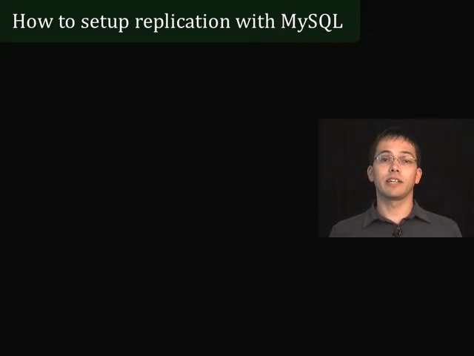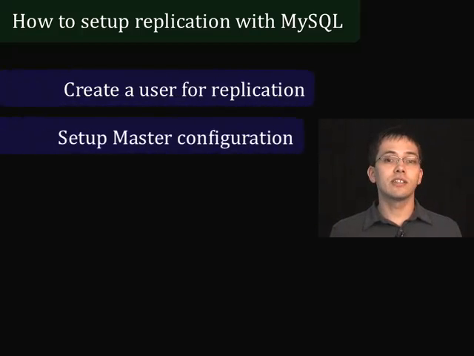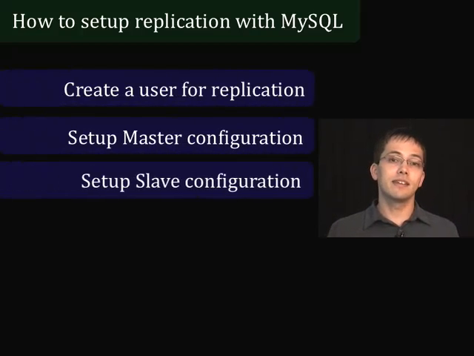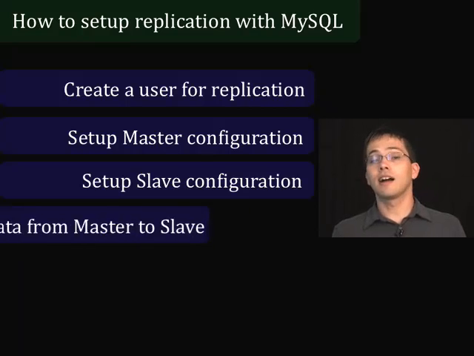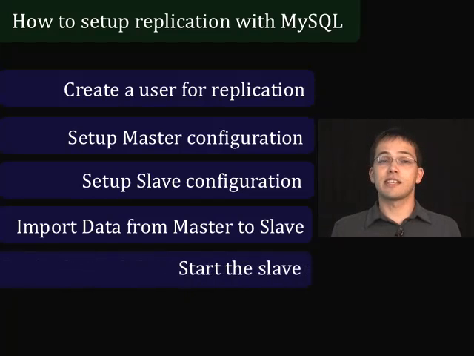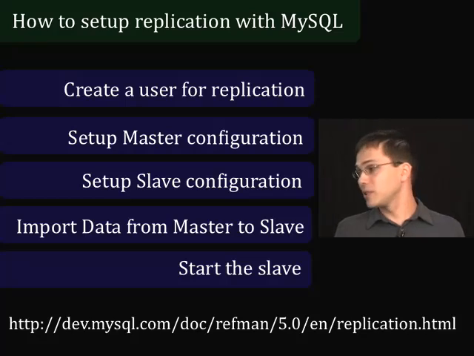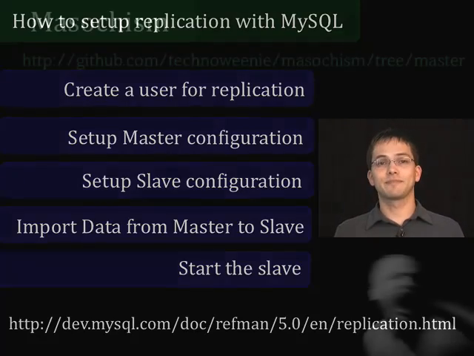Setting up database replication is actually pretty easy, and with MySQL, it's only a few steps. First, we create a user for the replication, then we set up the master database, set up the slave database, copy all the data from the master to the slave, probably by doing a MySQL dump, and then lastly, we just start the slave going. I'm obviously not going to go over the little technical details, but the MySQL documentation is actually really useful for getting this done. So check it out if you want to give it a try.